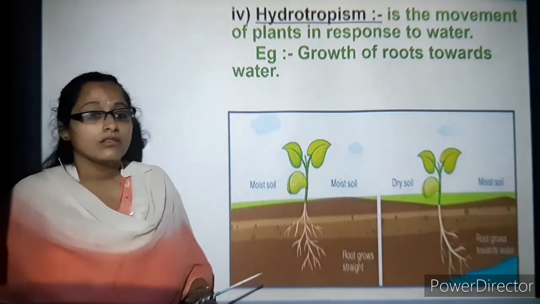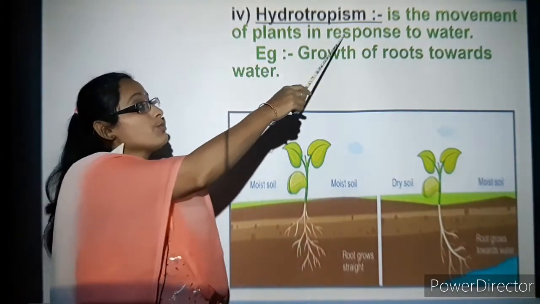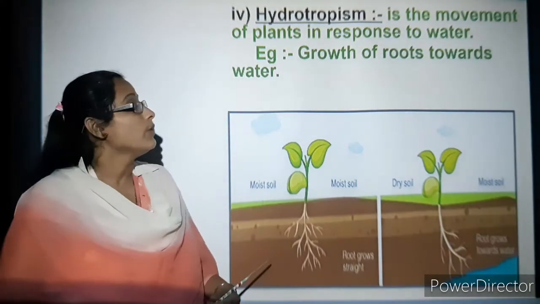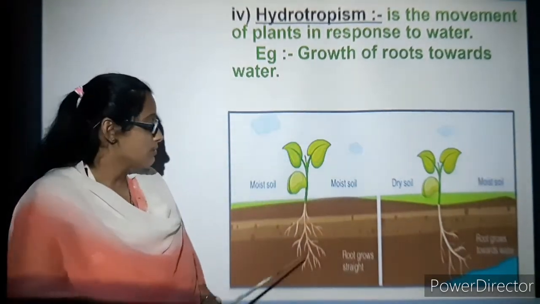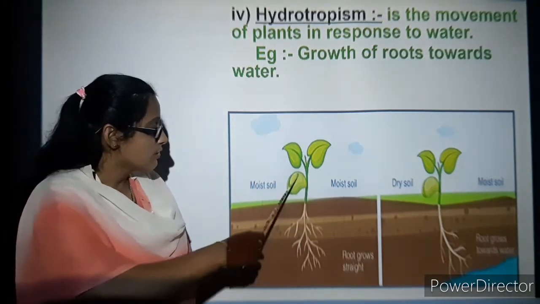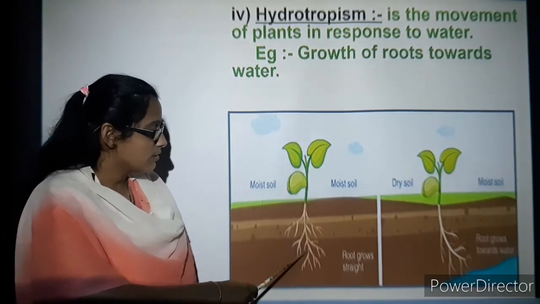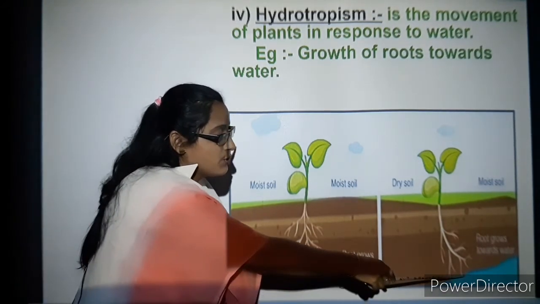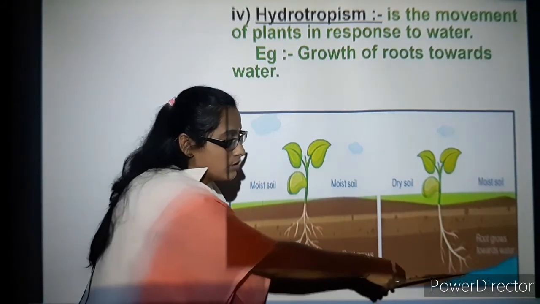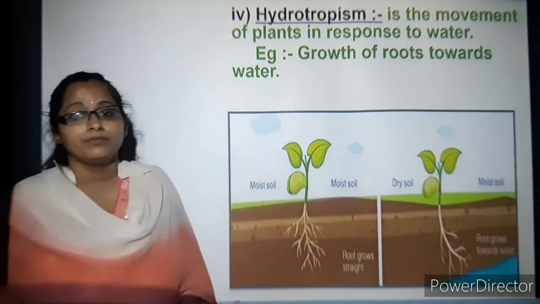Next, the name itself suggests hydrotropism relates to water, wherein it is the movement of plants in response to water. You can see here the growth of the plant, and the root grows straight. If there is water nearby, the root turns towards the water.